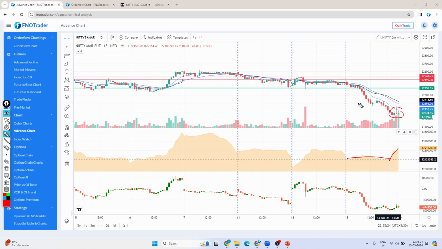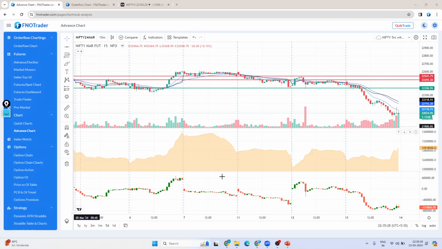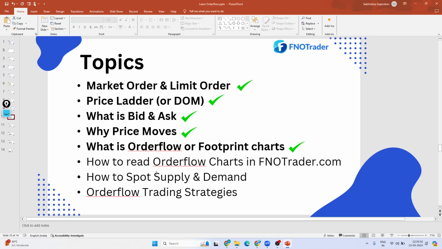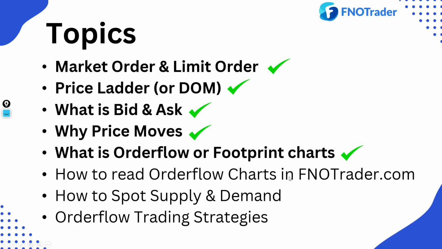Okay, now let's get back to our slide and see what did we learn. We saw what is order flow or what is footprint charts, and how to read the footprint charts or the order flow charts in F&O Trader. Then how to spot supply and demand, how to initiate a trade. We talked about multiple terminologies, right? There is something called an imbalance. There is something called absorption, stacking of imbalances. All of them gives lot of clues.